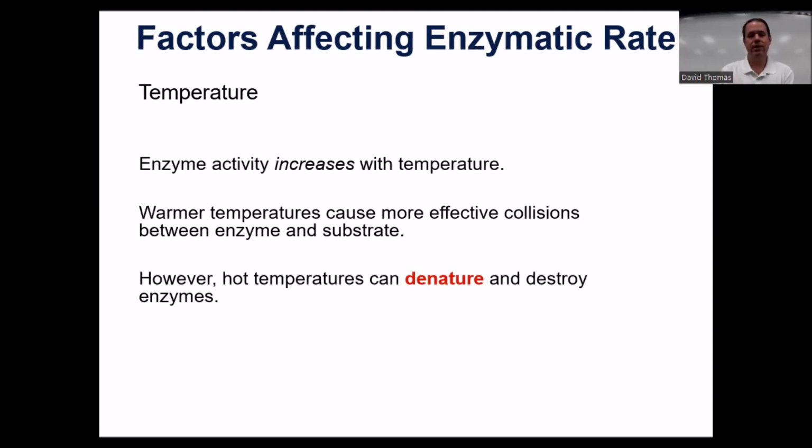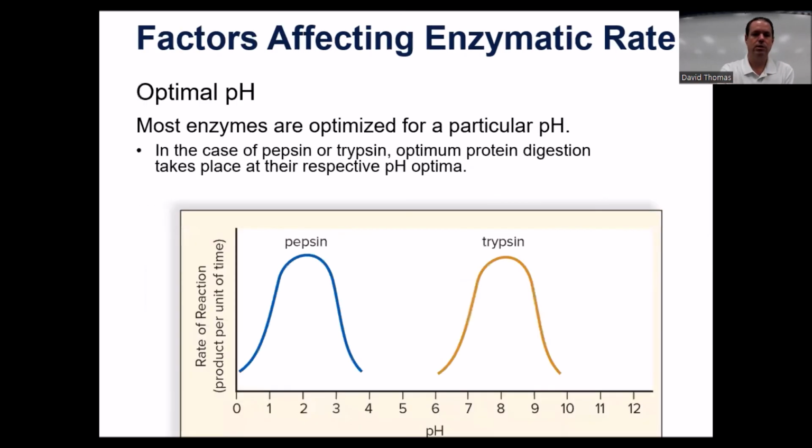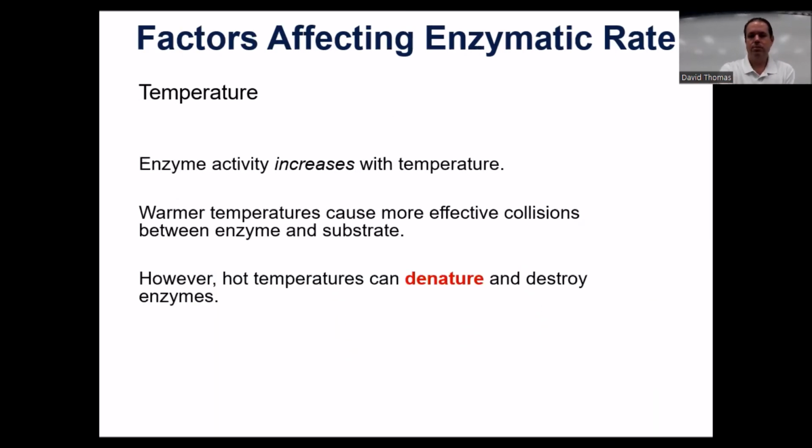Enzymes, just like with pH, have a specific optimal temperature. If you get too hot, it can actually break down the protein structure. Remember the 4 levels of protein structure: the linear primary structure, the secondary structure, the tertiary, and the quaternary structure of proteins.